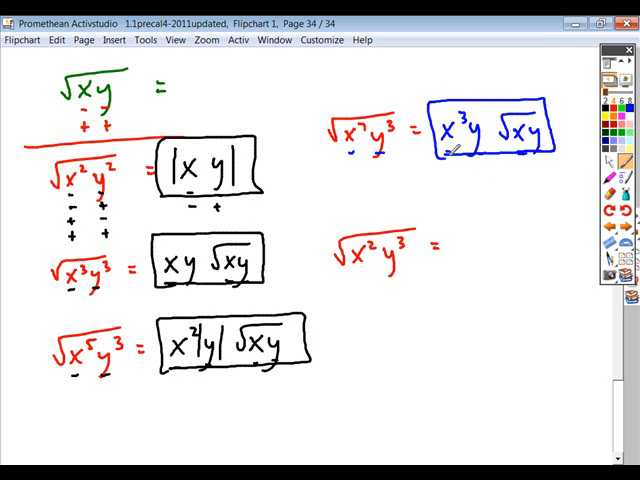Okay. This last example. Okay, how many groups of 2 can you remove from the x's? 1 with how many left inside the radical? Nothing left inside. How many groups of 2 can you remove from 3? 1 with how many left inside? 1. So let's test this.